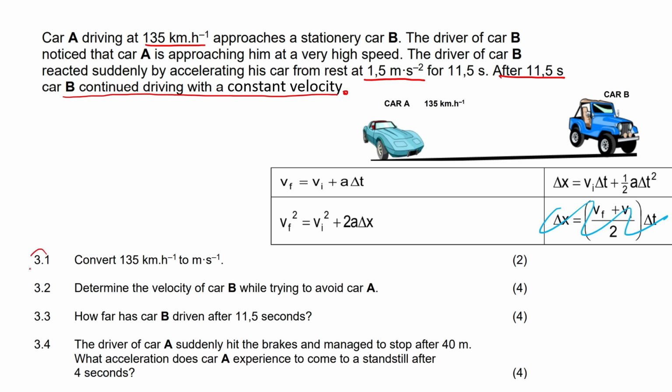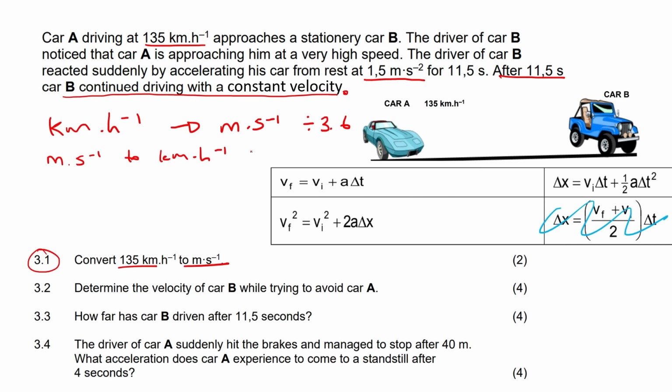First question, convert this to this. Okay, so whenever we're going from kilometers per hour to meters per second, you need to divide by 3.6. And if you are going from meters per second to kilometers per hour, then you will multiply by 3.6. You just have to remember that magic number, 3.6. Teachers aren't going to expect you to show where you got the 3.6. They might show it to you in class, but in an exam, you can just say 3.6.